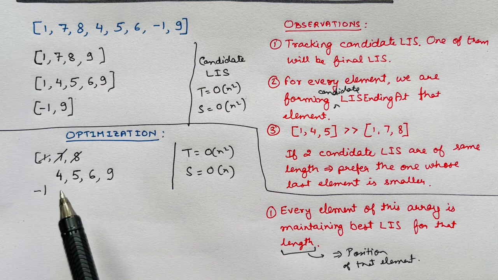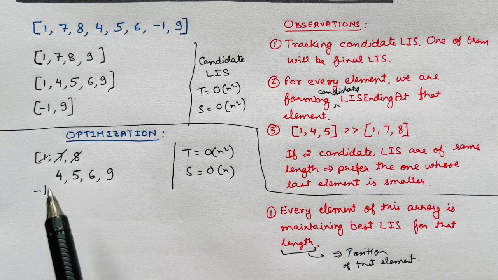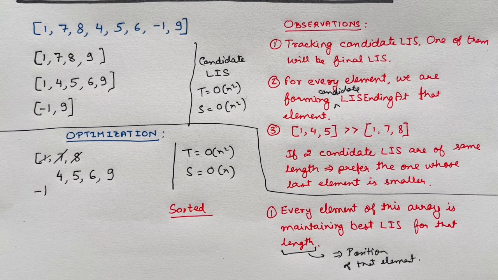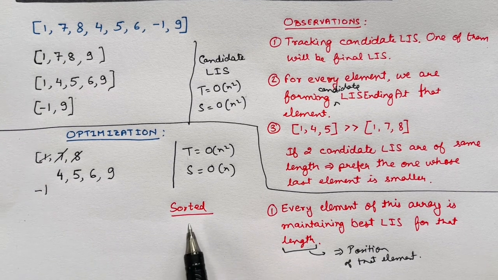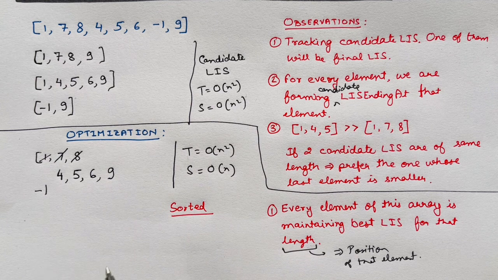It will never happen that an element smaller than a previous element is placed to the right. Because for every element, we first find the element that is just smaller than it, and then we place the element right next to it. So this array is always sorted. So can we use this property to optimize the time of placing every element in this array?